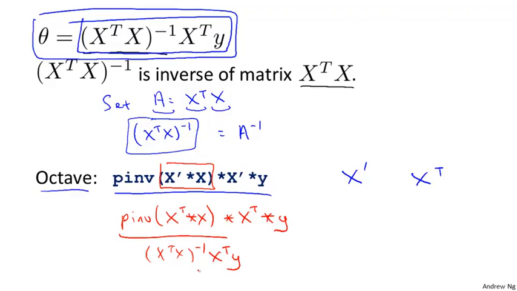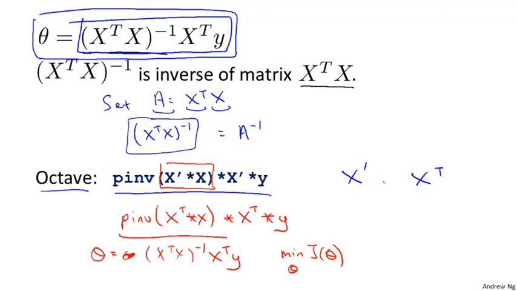which I didn't prove, but it is possible to show mathematically, even though I'm not going to do so here, that this formula gives you the optimal value of theta, in the sense that if you set theta equal to this, that's the value of theta that minimizes the cost function J of theta for linear regression.